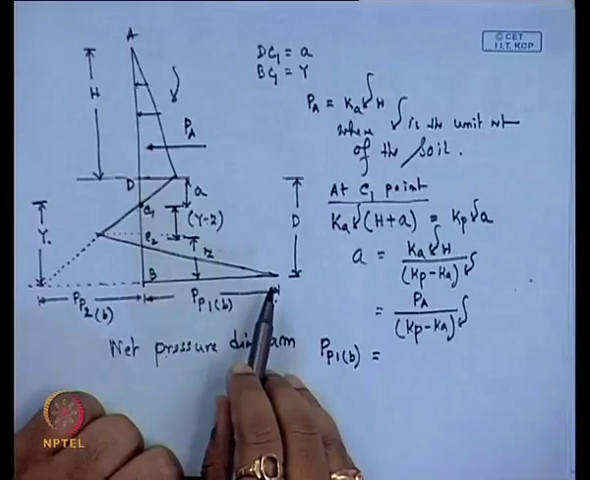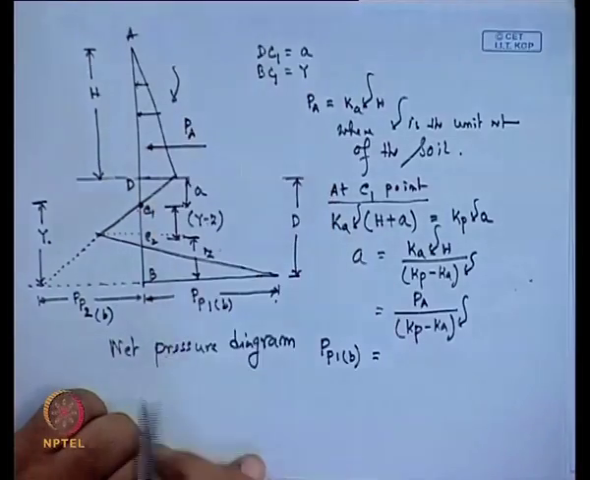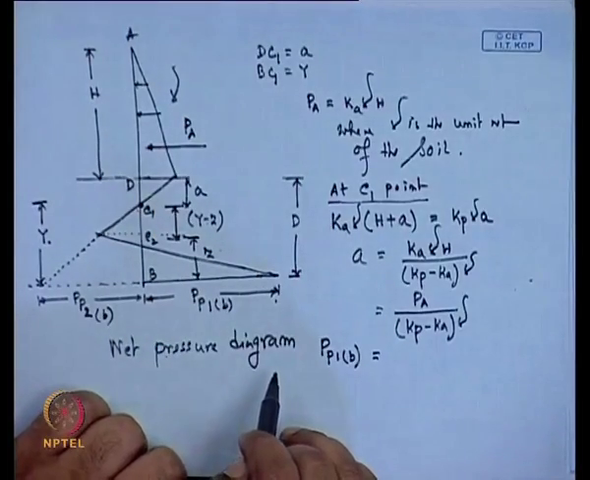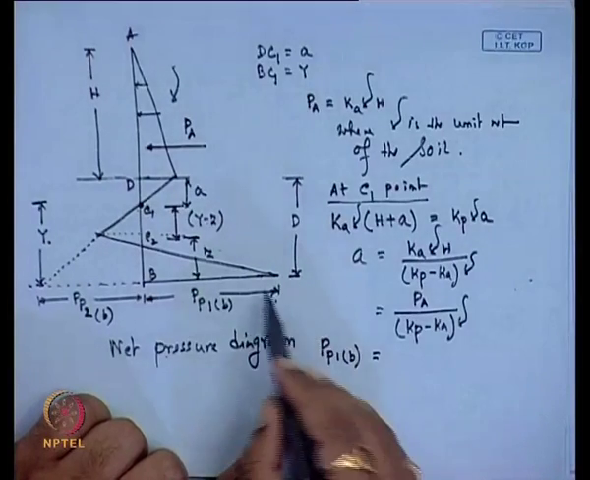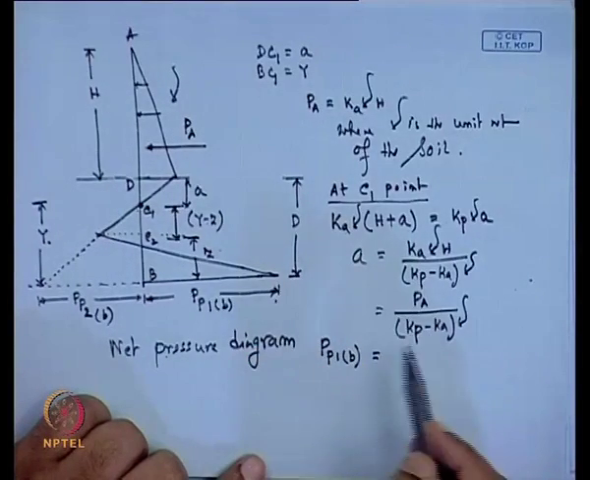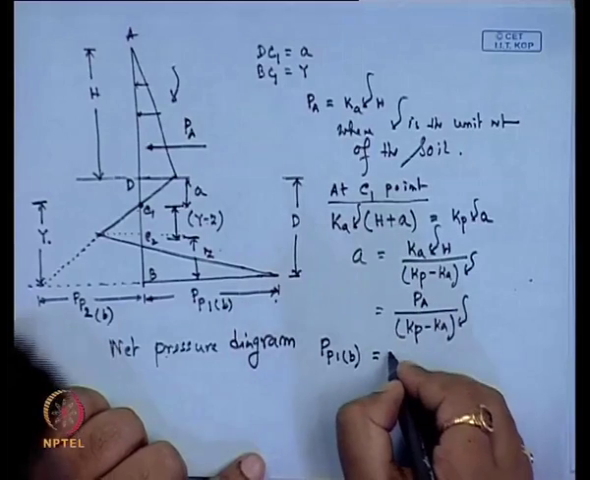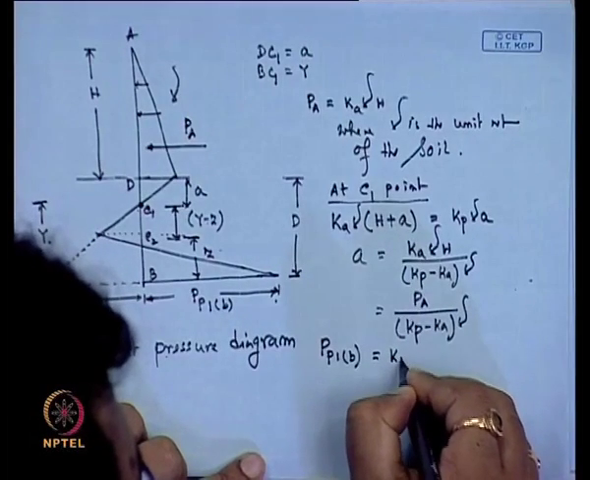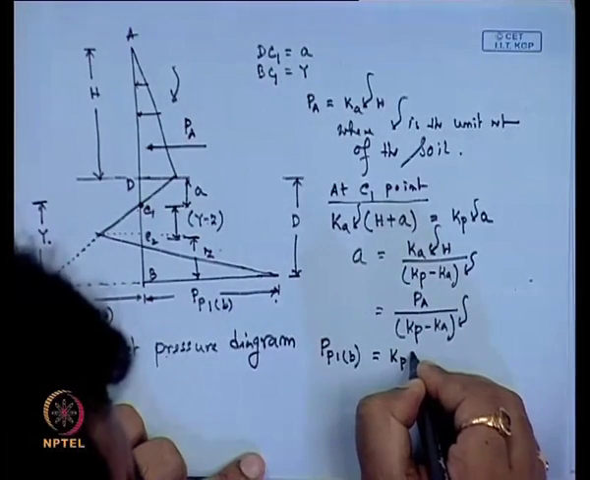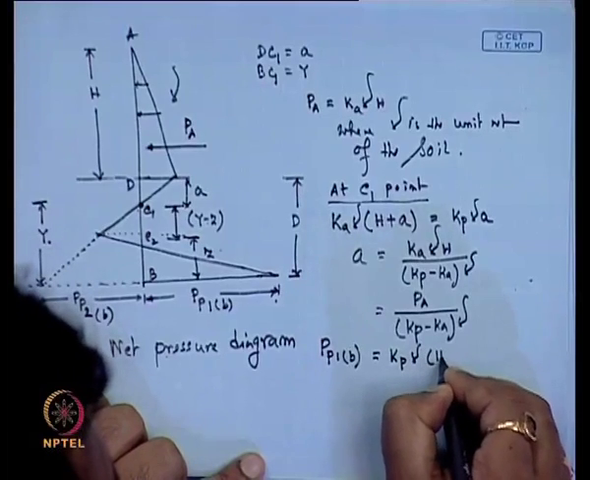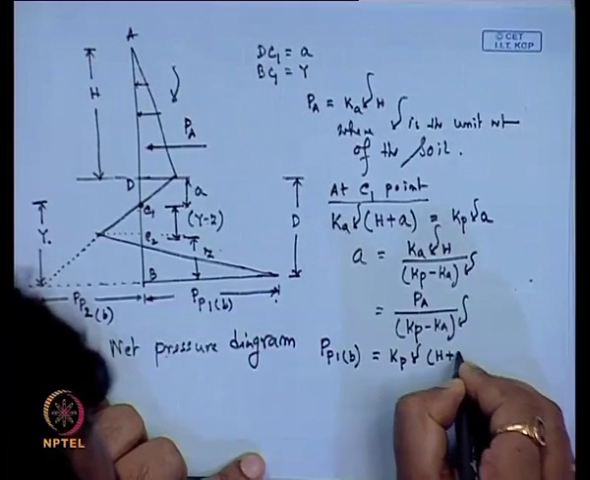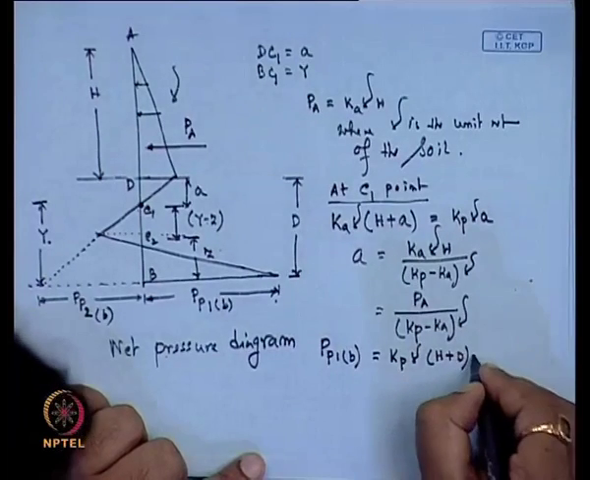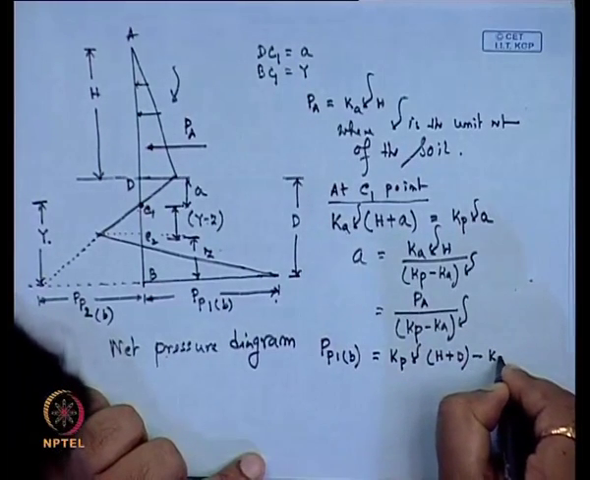Now, this P P 1 B, this value, that will be the net pressure at this P P 1 B, that is K P gamma into H plus D, minus K A gamma D.